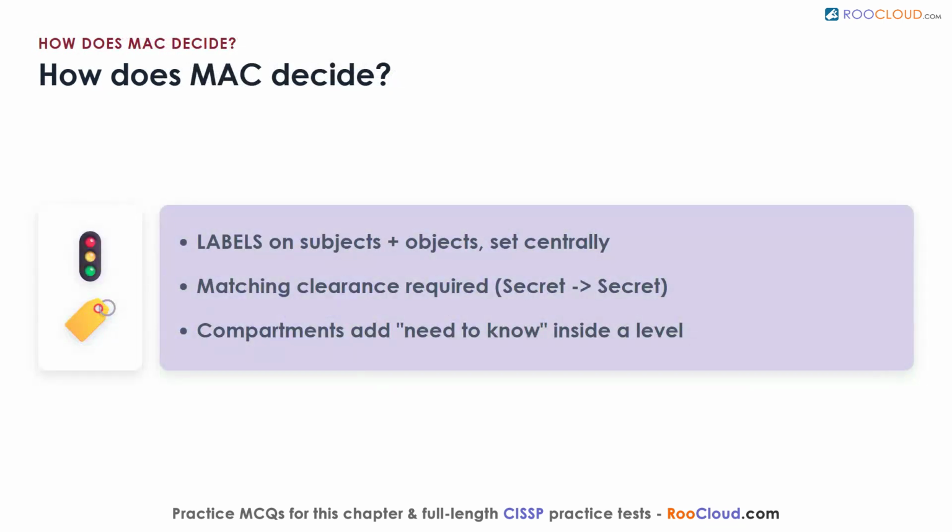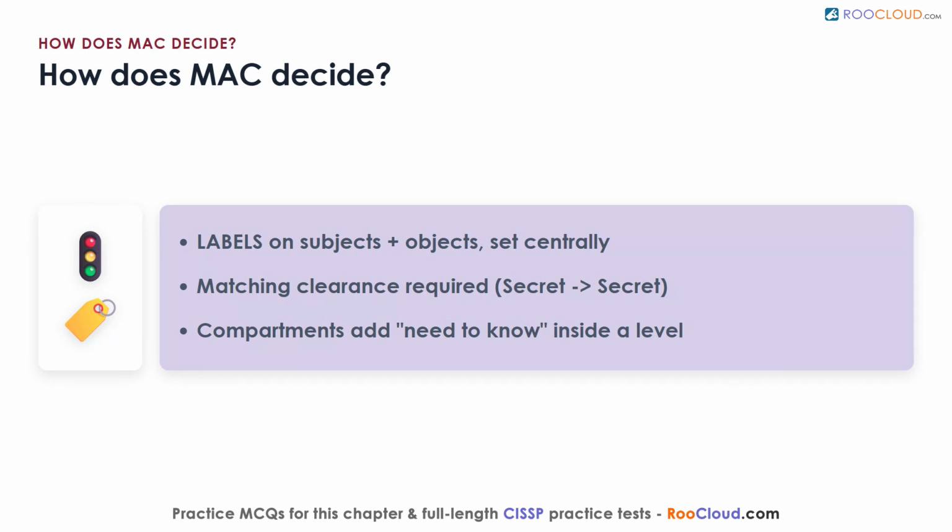Now the strictest model of the set. How does mandatory access control decide who gets in? Through labels attached to both subjects and objects, set centrally and never by the user. Give a document a secret label, and only a subject who also carries a matching secret clearance may open it. Labels form a hierarchy of sensitivity, so a top secret clearance usually covers everything below it.